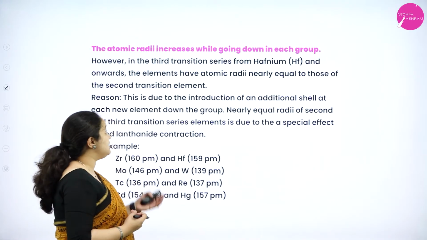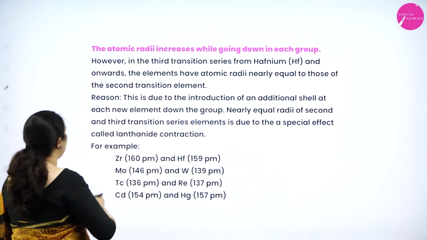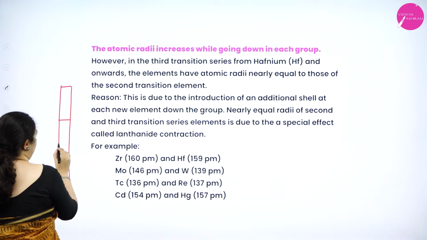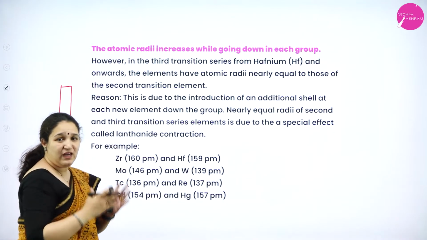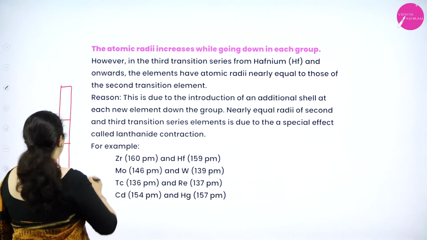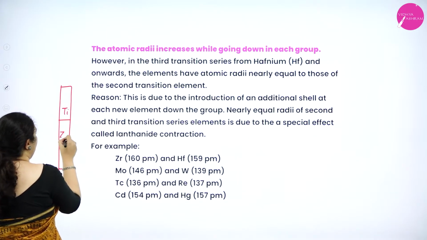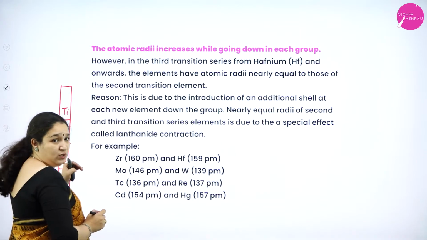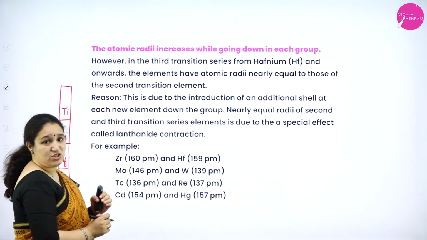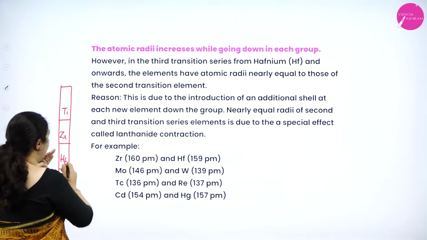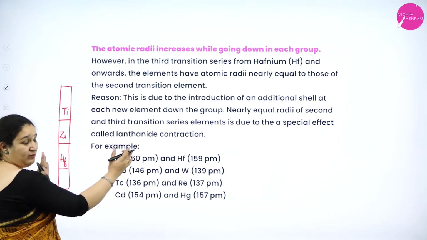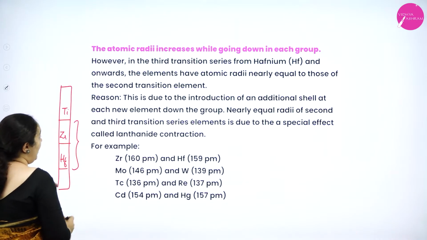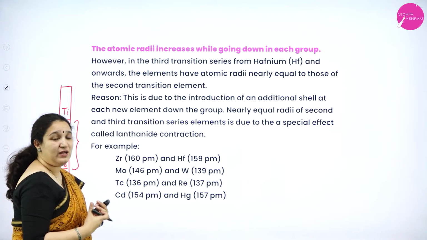Now what happens down the group? When we come down the group, if we observe, first I have titanium, then zirconium, then hafnium. So as we come down the group, from hafnium onwards, the second transition series and the third transition series have got the same atomic radii.